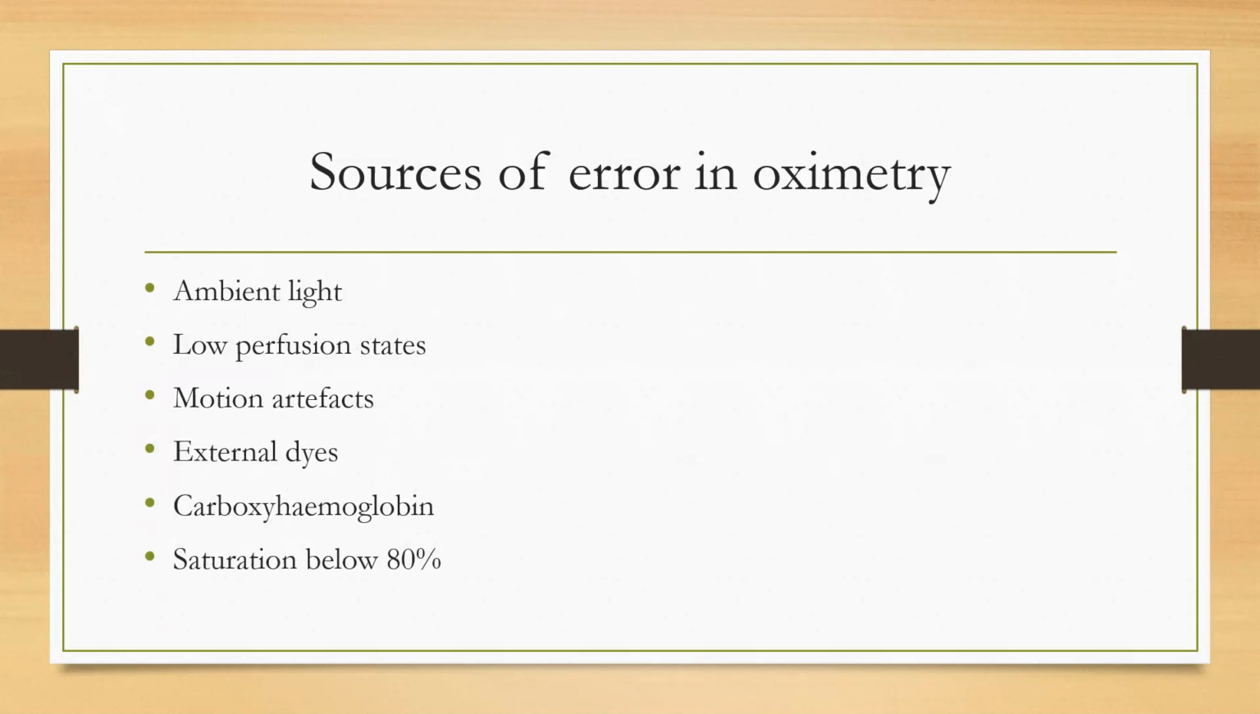Sources of error in oximetry are ambient light, low perfusion states, motion artifacts, external dyes, carboxyhemoglobin, and saturation below 80%.